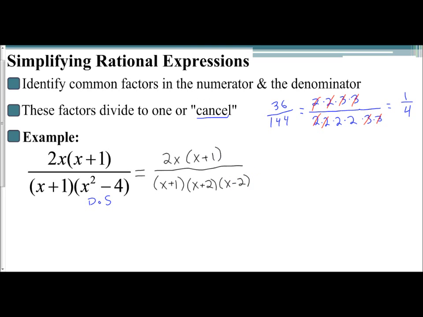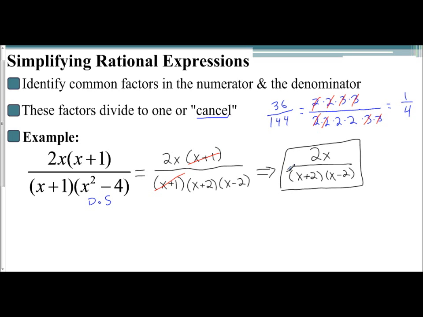Now that the top and bottom are completely factored, I look for common ones that I can cancel out. So if I take a look, the top has an x plus 1 and the bottom has an x plus 1. So I can cross them out. And so my final answer is 2x over x plus 2, x minus 2. That is a simplified rational expression.